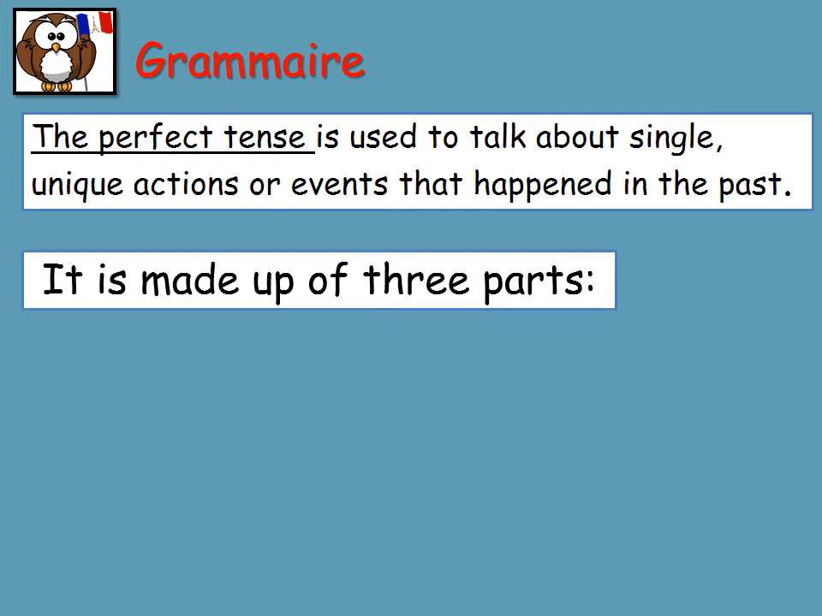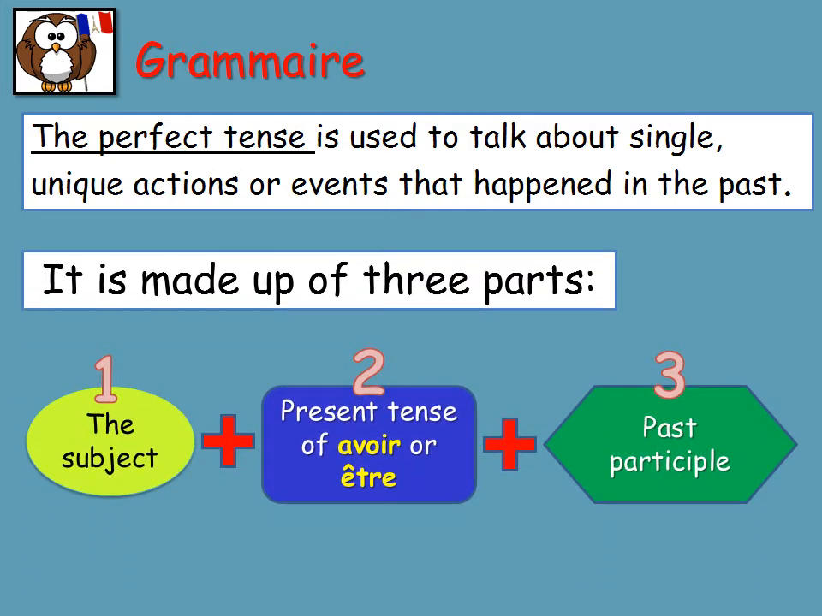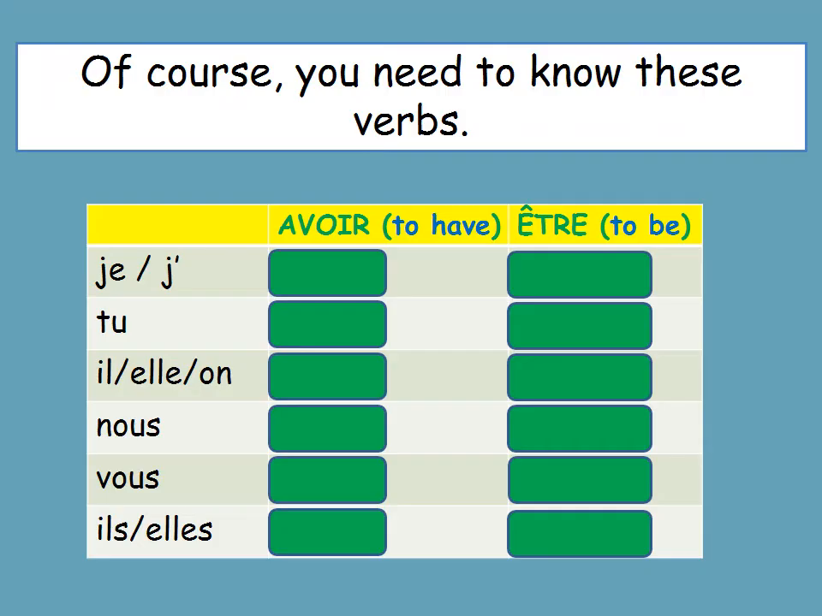It's made up of 3 parts. You've got the subject, that's the person or thing doing the verb. You've got the present tense of avoir or être, and then you've got your past participle. So first of all, we need to know avoir and être.